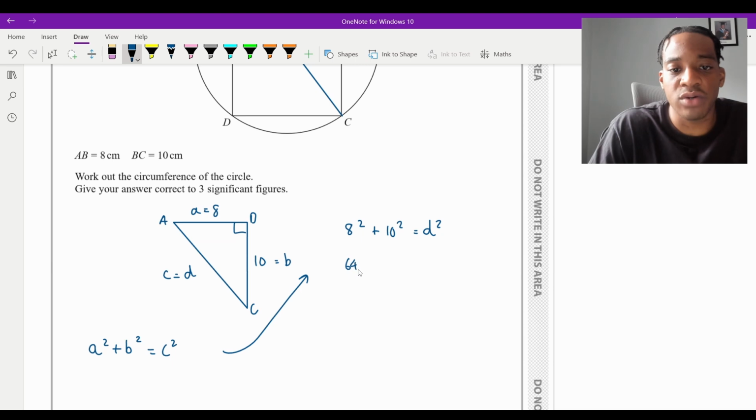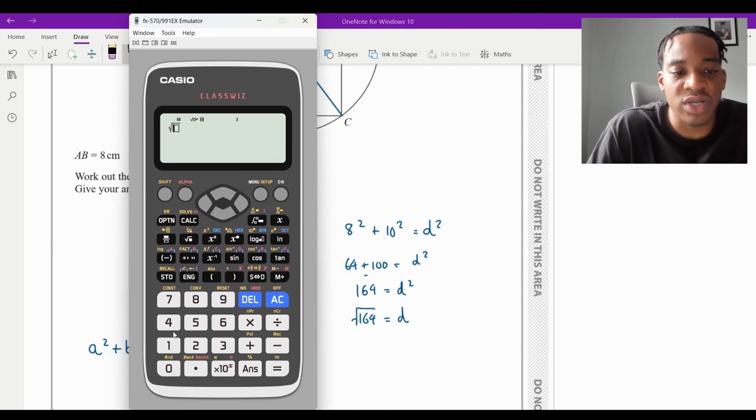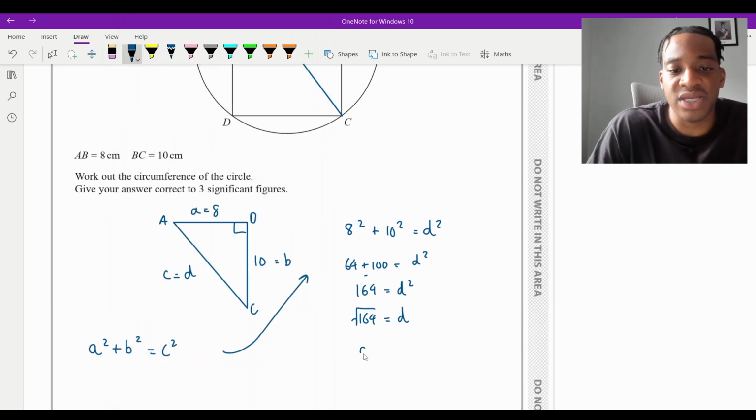8 squared is 64. 10 squared is 100. So I get 64 plus 100, which is 164. So I've got 164 is equal to D squared. To get D, I need to square root, don't I? So I'm going to do 164 square rooted, and this will give me D. So I put this into my calculator, see what it gives me. I get root 164. And this is 2 root 41. So I can say D is equal to 2 root 41 in surd form.